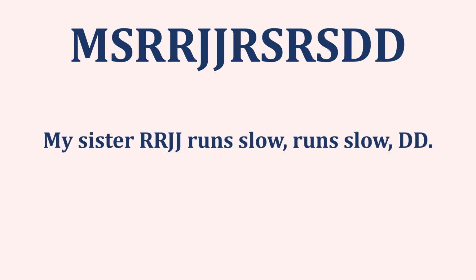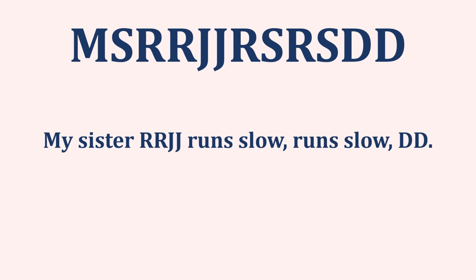You can try to remember the months of the Islamic calendar by writing down the first alphabet of each month, and this comes as MSRRJJRSRSDD, where M stands for Muharram, then Safar, then Rabiul Awal, Rabiul Sani, Jamadiul Awal, Jamadiul Sani, Rajab, Shaban, Ramadan, Shawwal, Zulqad, and Zulhajj. Another trick is to use a sentence to remind you. For example, I've used this simple sentence: My sister RRJJ runs slow, DD.